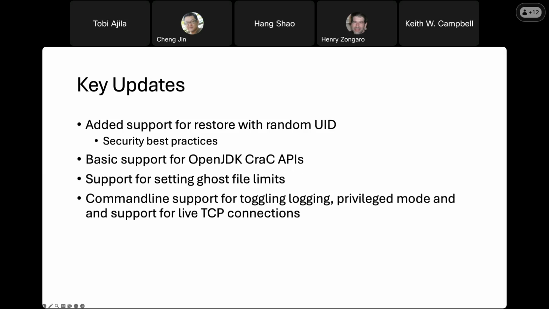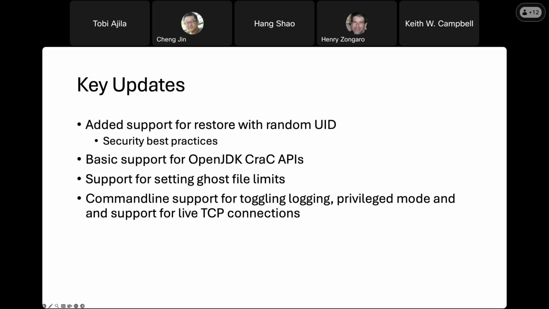So at the OpenJ9 level, we support it on all Linux platforms. And at Open Liberty, it's only supported on x86 and Z. So some of the key updates this year, some of them were actually in the first quarter release as well, but we have support for restoring with random UIDs. This is just to make it easier for people to adhere to security best practices.